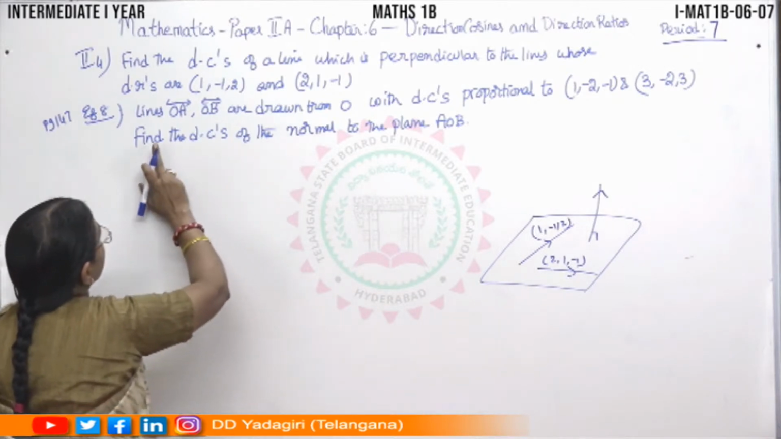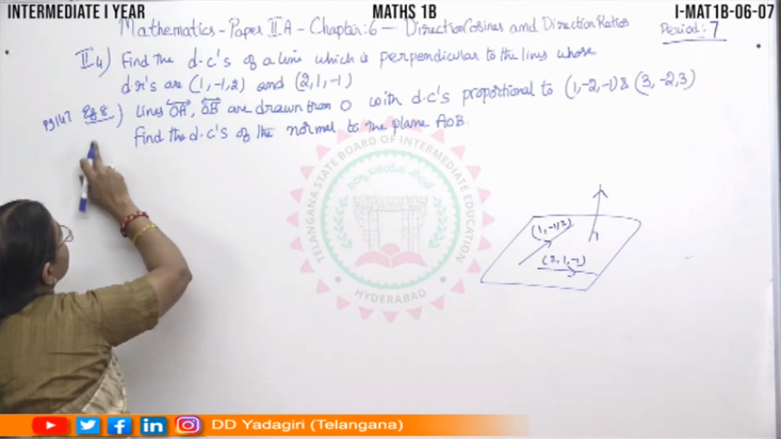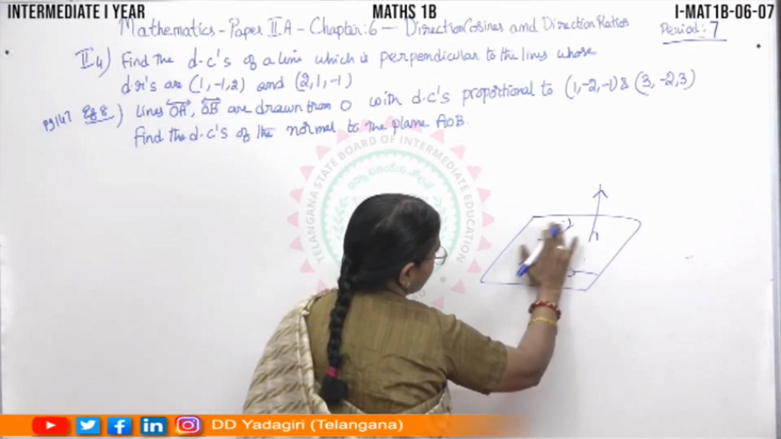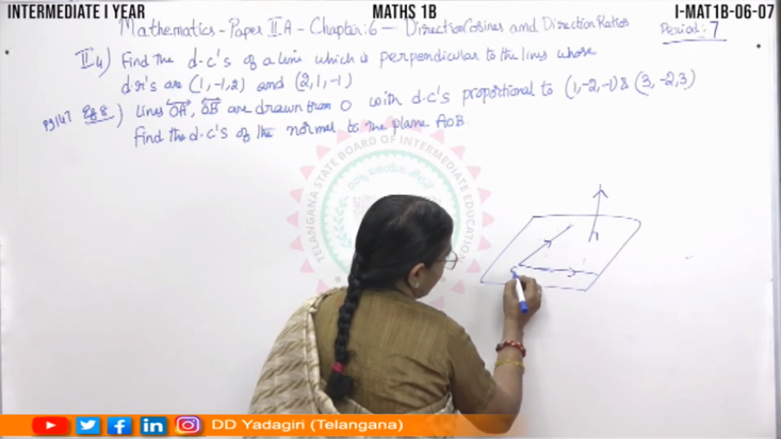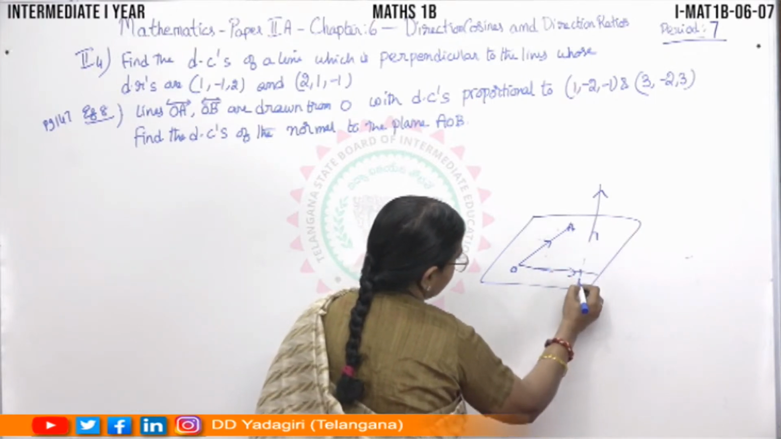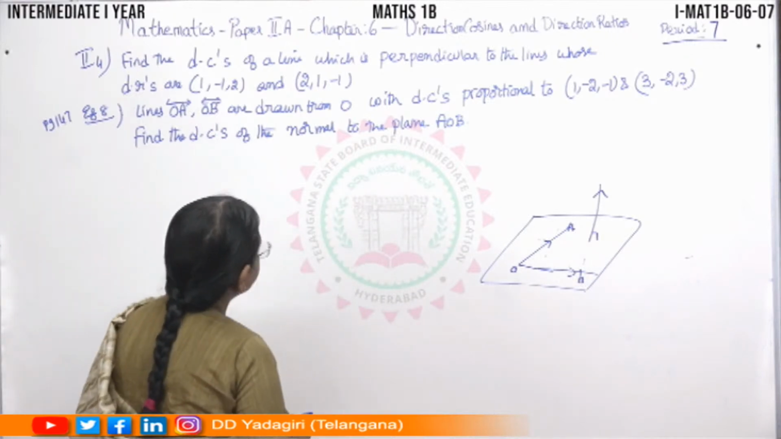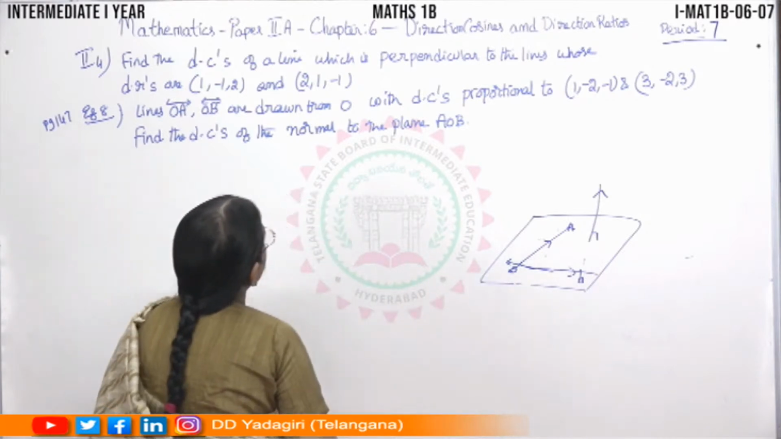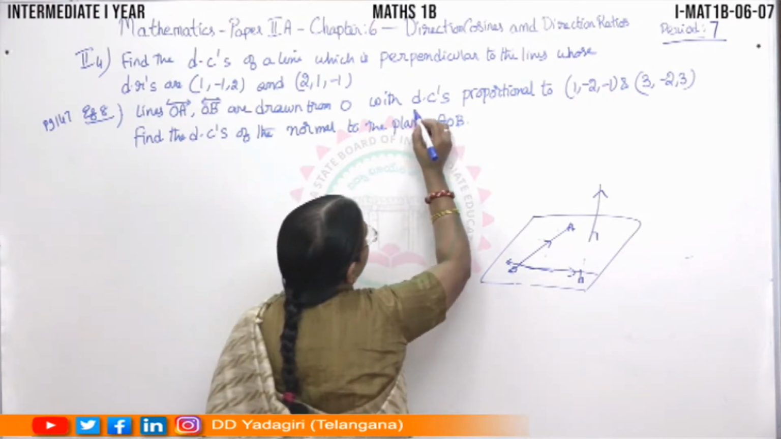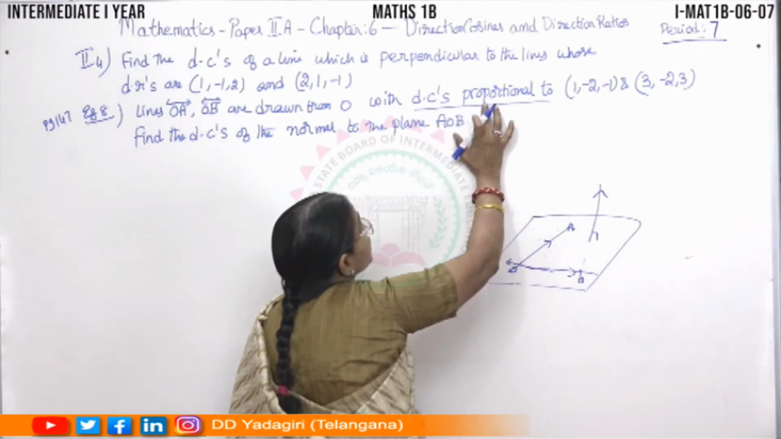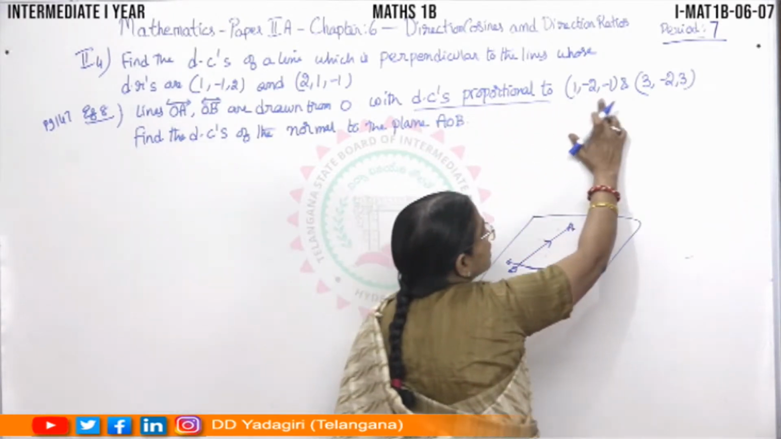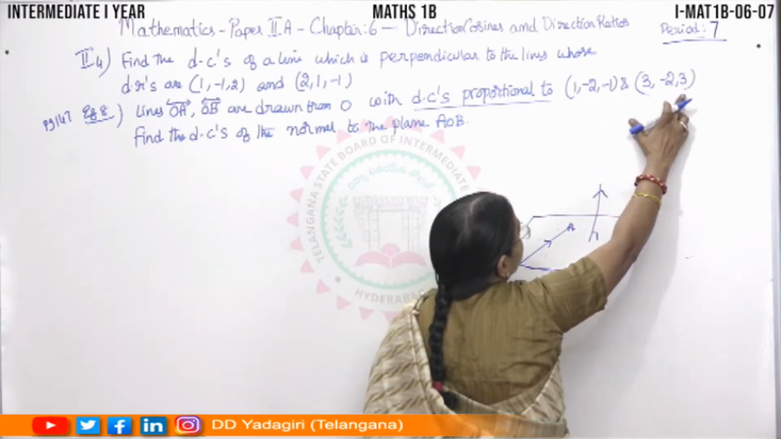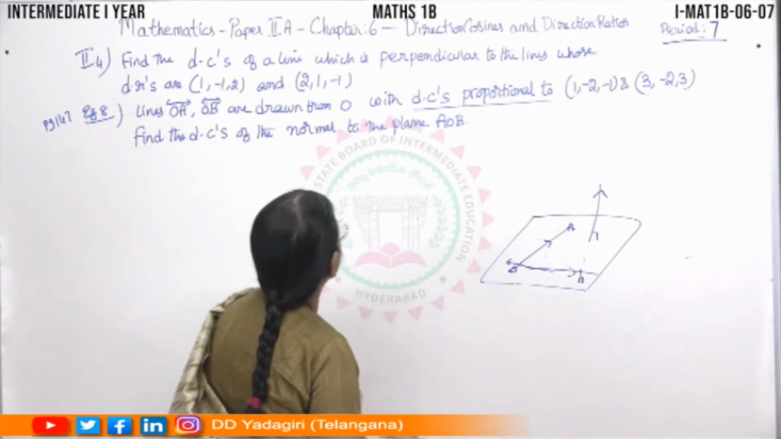If you see the second problem, it is example 8. So the lines OA and OB. In that case, you have the origin O, and OA and OB, the lines OA extended and OB extended like this. Direction cosines proportional to, understand this: direction cosines are proportional to means these are the direction ratios. So these are A1, B1, C1, A2, B2, C2. They are the direction ratios.